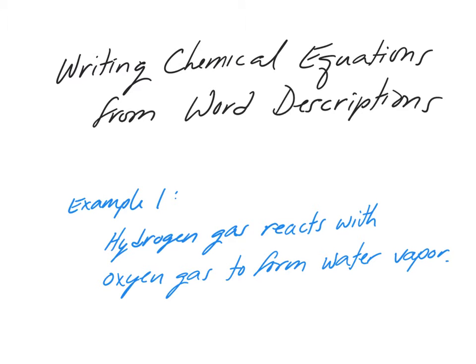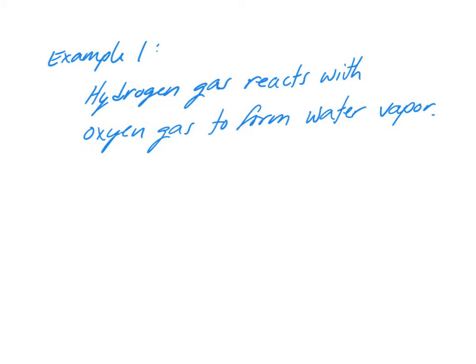All right, so here's our first example. We're going to take hydrogen gas and we're going to react it with oxygen gas to form water vapor. The first thing that we have to realize here is that hydrogen and oxygen are diatomic elements. Now, we actually started this unit by talking about the diatomic elements, and now it's going to really become important that you recognize that.